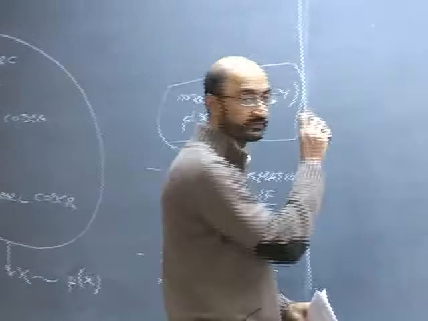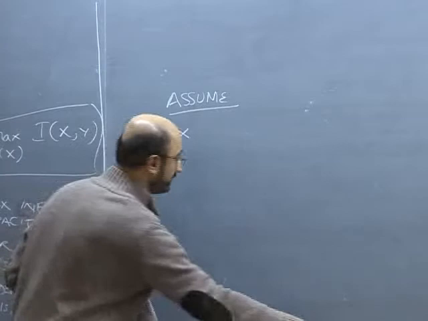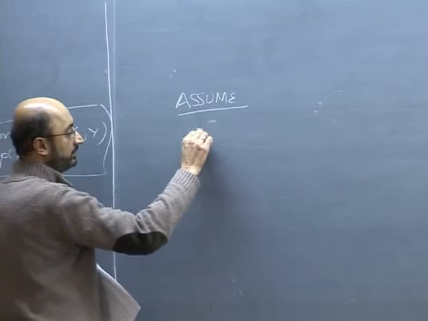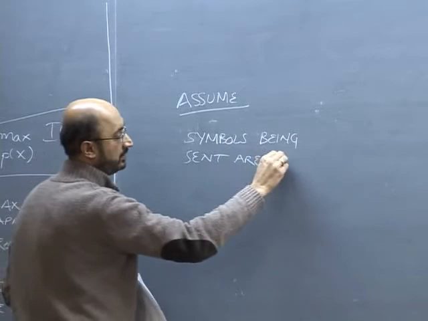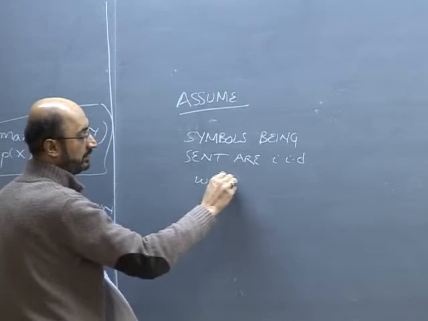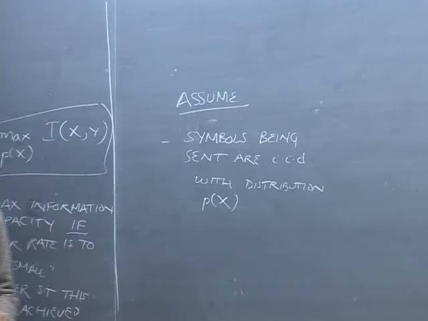We assume that the symbols that are being sent over here are IID, with the distribution obviously being P of X.